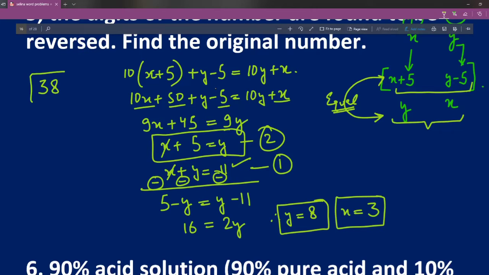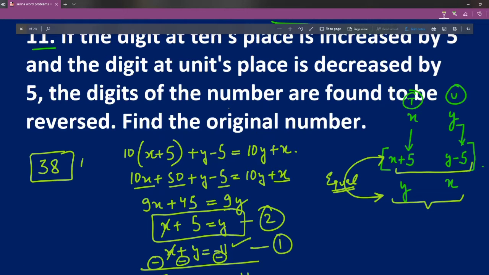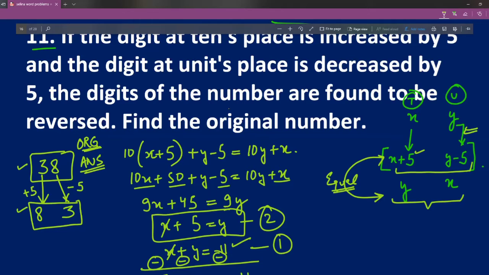Now let me explain this question with the help of the final answer that we have, and now you'll understand what I was trying to tell you. See, this is my original number. I have increased the tens place by 5. This has become 8. This units place is decreased by 5, so this has become 3. This has become 83. Now 83 and 38, they are reverse.